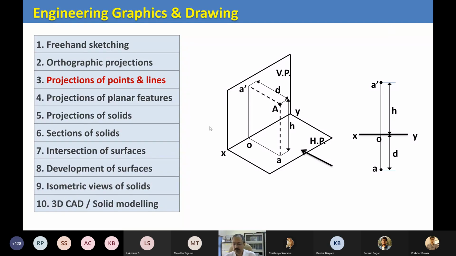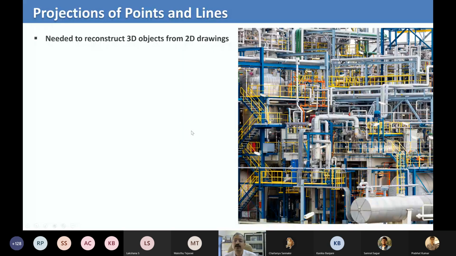Let me start very simply by saying why we even need to look at projections of points and lines. Any object in real life is three-dimensional. Even a so-called 2D object is a 3D object because it has some thickness and it is oriented in space in some way. Special cases are when it is a flat object and it's oriented to, let's say, an orthogonal plane, or whatever you want to talk about.